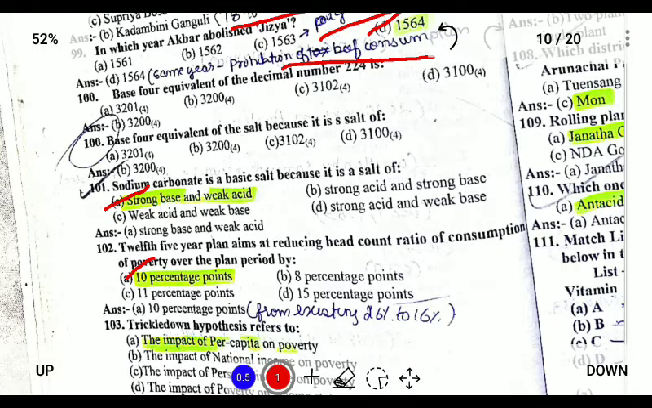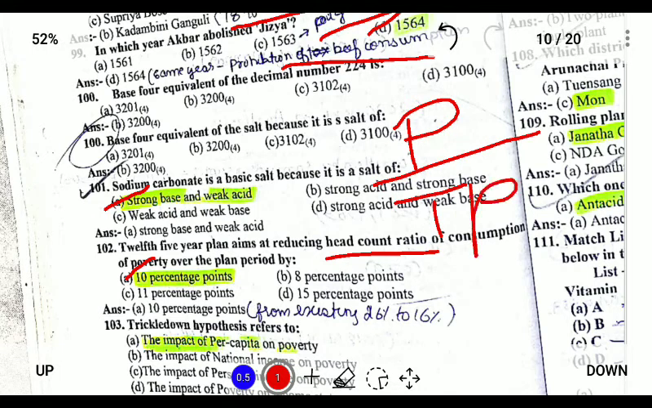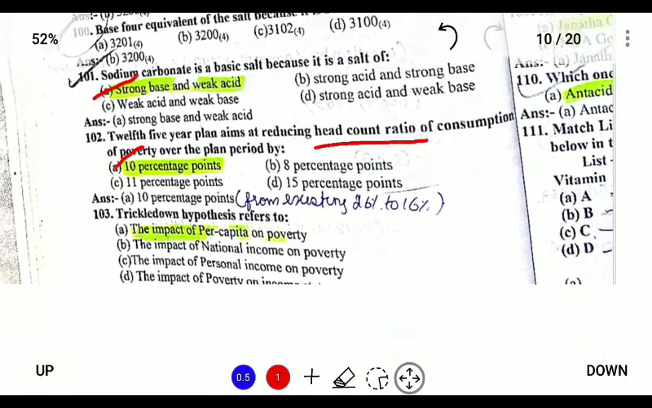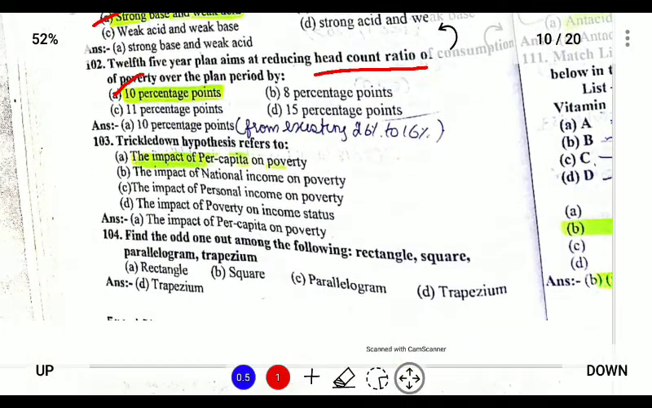So what is head count ratio? Head count ratio is the number of people under poverty divided by total population. So the 12th five-year plan aimed to reduce the number of people living under poverty by 10%. Next, the trickle-down hypothesis refers to the impact of per capita income on poverty.